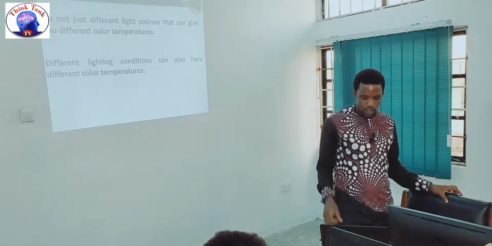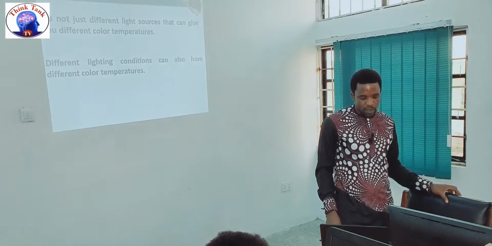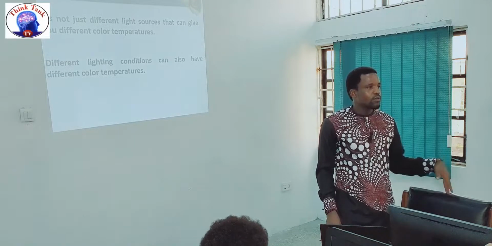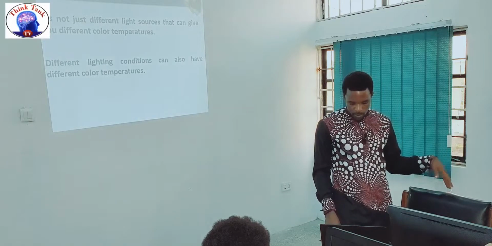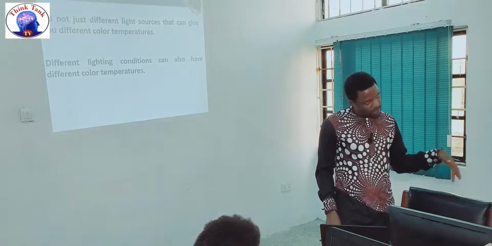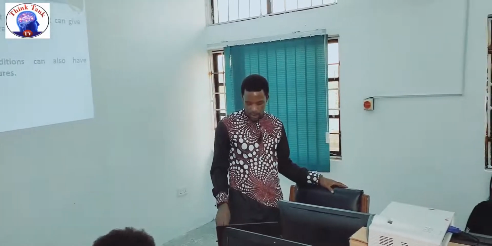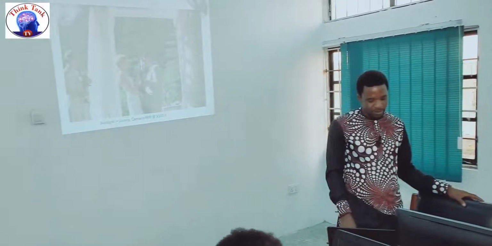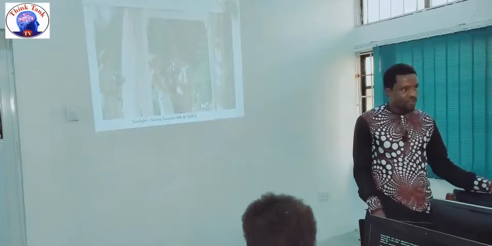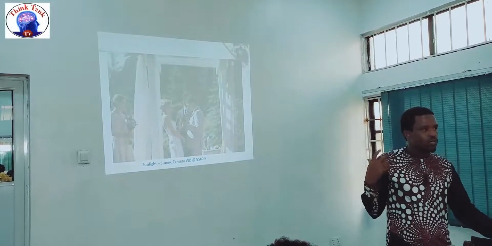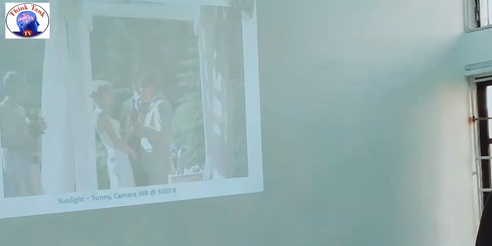Different lighting conditions can also have different color temperature. If I'm shooting at 5,000 Kelvin, let's say 5,500 Kelvin, which is an example I'm giving now, in this sunlight, sunny, and my camera white balance is set at 5,500, I don't know if you're seeing the color, the color feel, the color temperature.